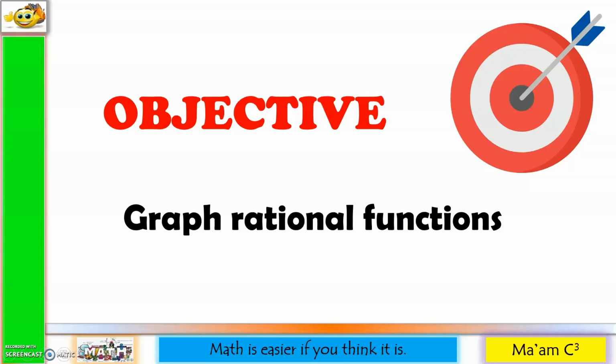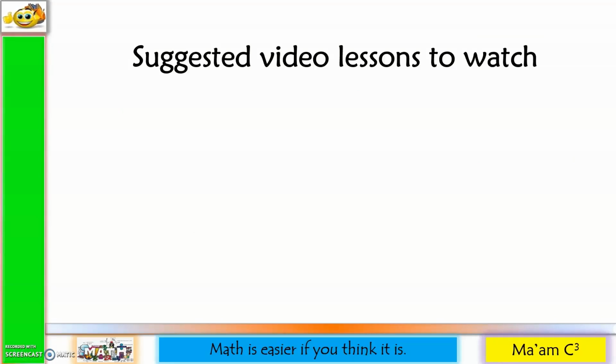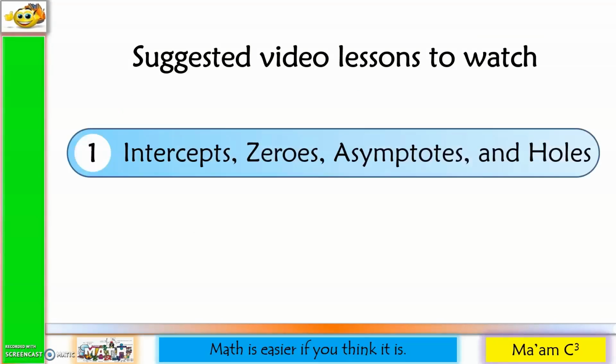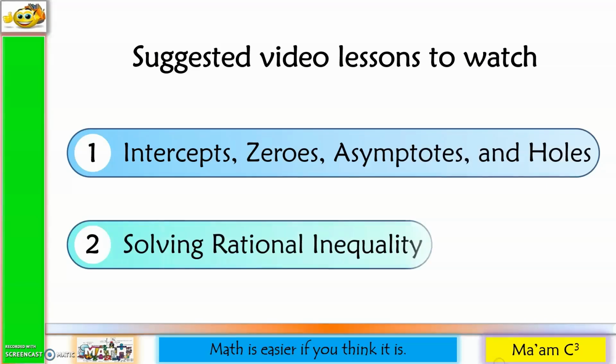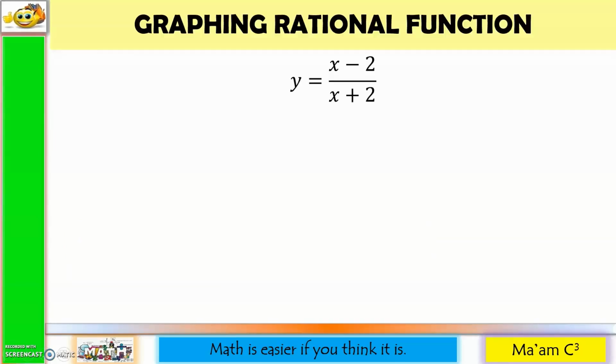Our objective for this lesson is to graph rational functions. I suggest that you watch my videos on intercepts, zeros, asymptotes, and holes, as well as solving rational inequalities, to fully comprehend this lesson. Let's start. Let us graph y is equal to x minus 2 all over x plus 2.